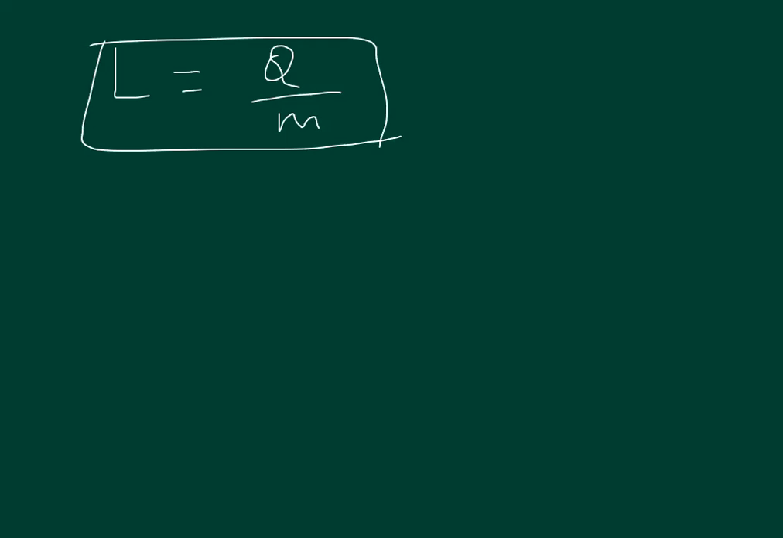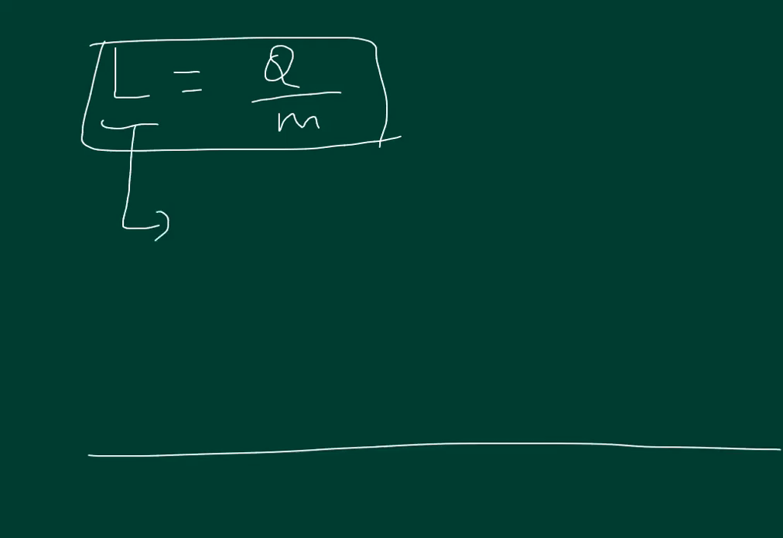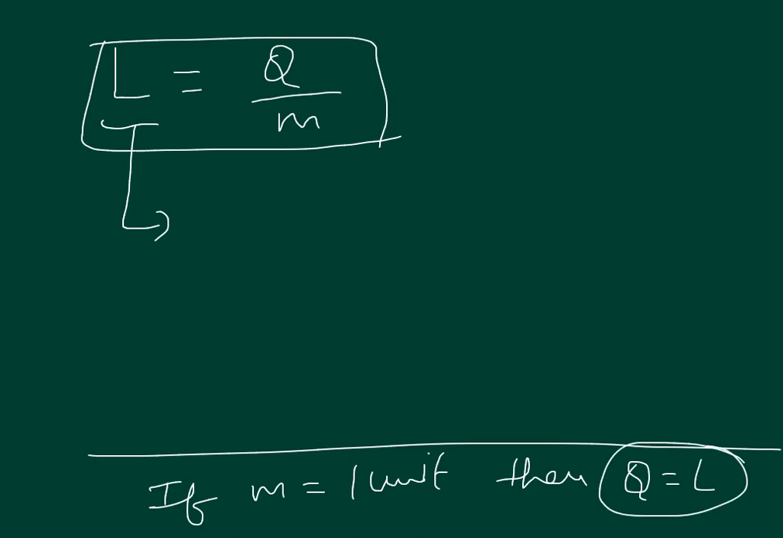So what is the definition of latent heat? Here you observe, when can I write latent heat as Q? If M is equal to 1 unit, then I can write Q is equal to L. The heat provided is nothing but latent heat. So I can write the definition like this now.